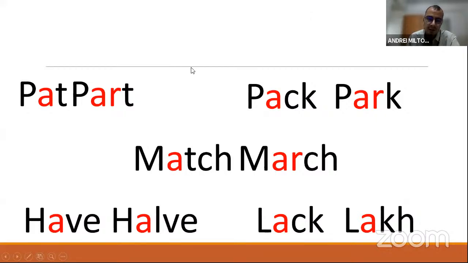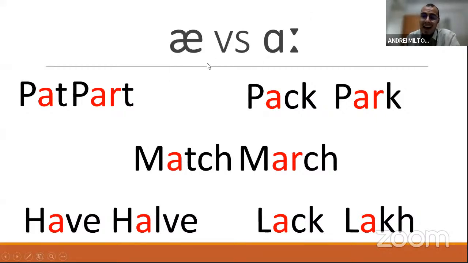So the first one is this, is a and ah. The first one is a short sound, right? Ah. And the second one is a long sound, and it's a little behind. Ah. So the first one is pat and pat. If we are doing the British English, we do not pronounce the R, right? So it's pat and pat, pat and pat, pack and park, match and then march. Okay, have and then have, lack and lack, right?